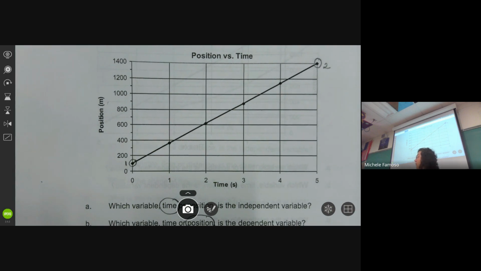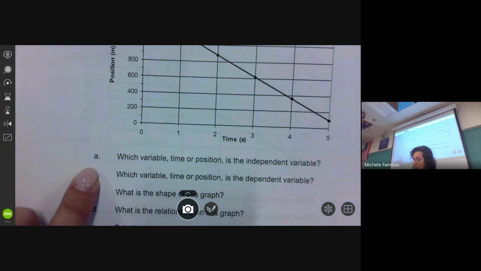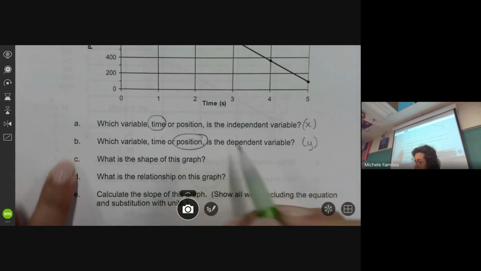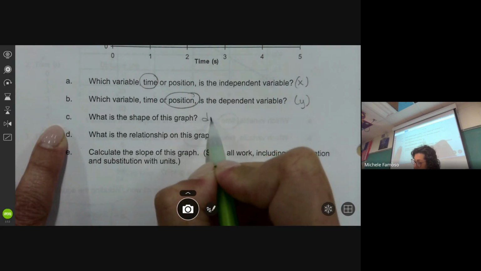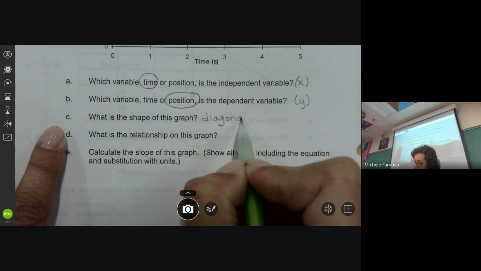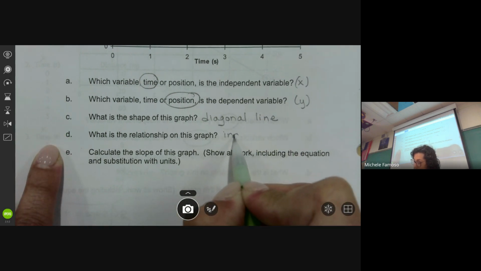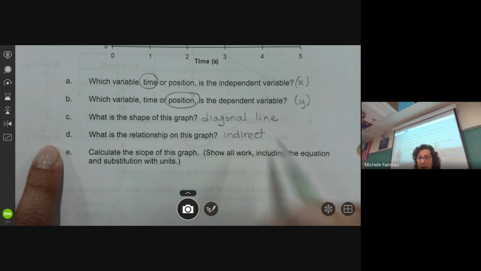All right. Let's look at page 18 then to make sure you have this correct. Number 2A, the independent variable is time because it's on our x-axis. The dependent variable on the y-axis is position. The shape of this graph, you should have said diagonal line. The relationship on this graph, you should have said indirect.